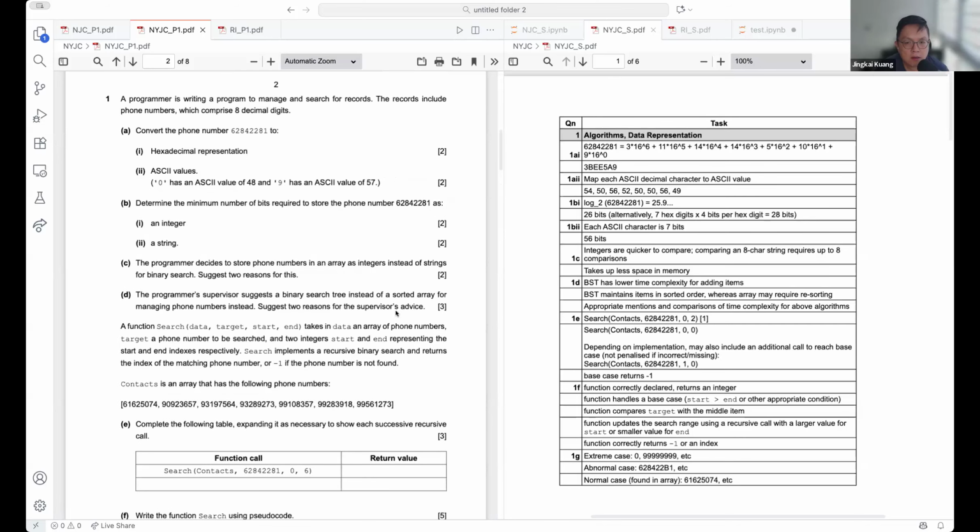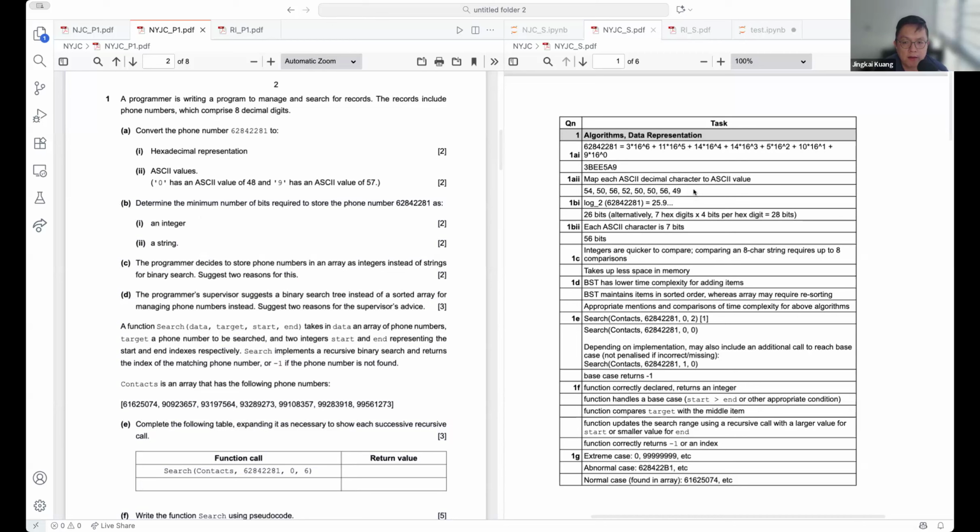Okay, I'm looking at question 1. I was wondering why. I think I know where the fast is. The fast could be in part B. Part A is straightforward. Part A: convert a phone number to hexadecimal, then convert into ASCII values. Phone number, then convert to ASCII value.